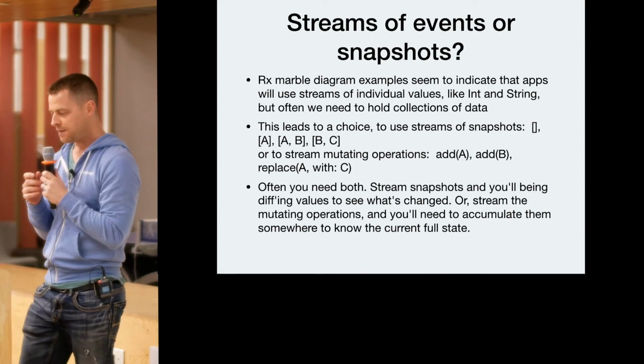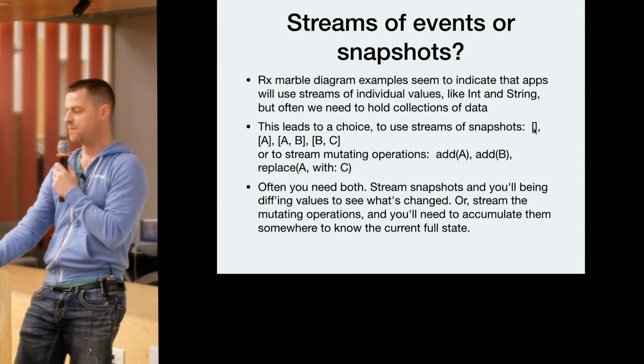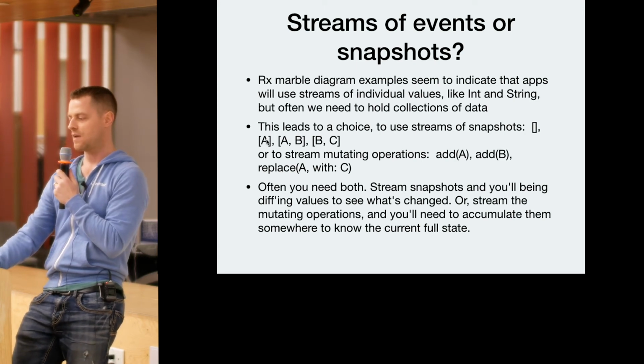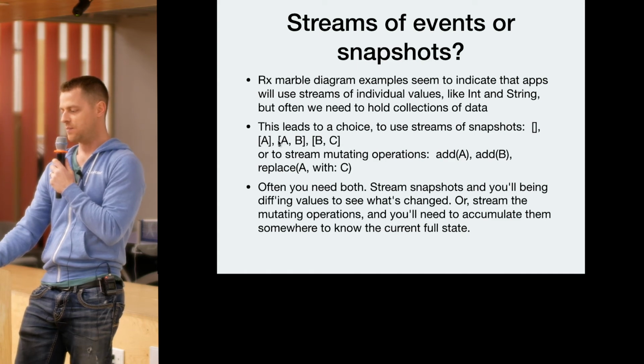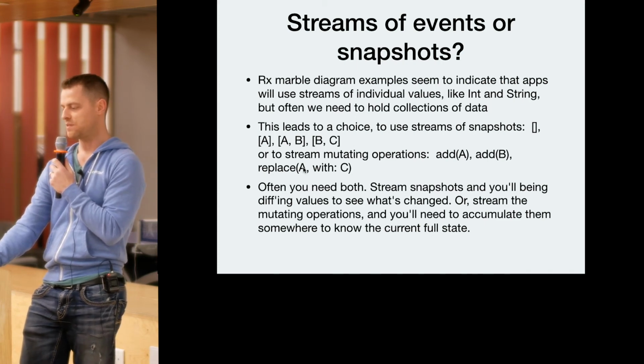And so in this example, you'll see I first start with an empty array. And then I move to having an array with A. So I've added A. And then the next snapshot is A and B. So I've added B. And then here my A is gone and I've got a C. So I've kind of replaced A with C, right?